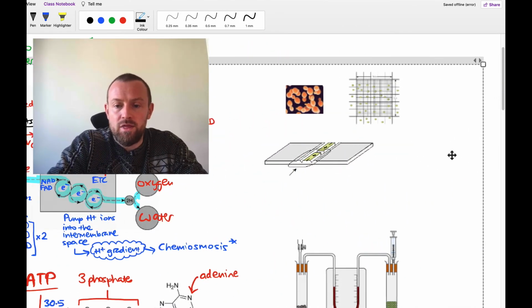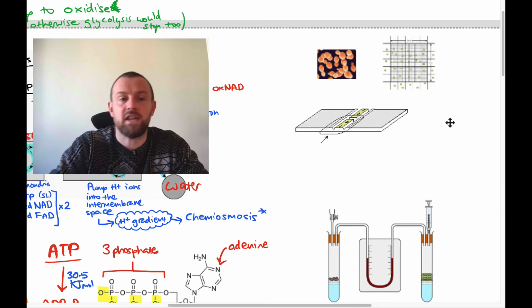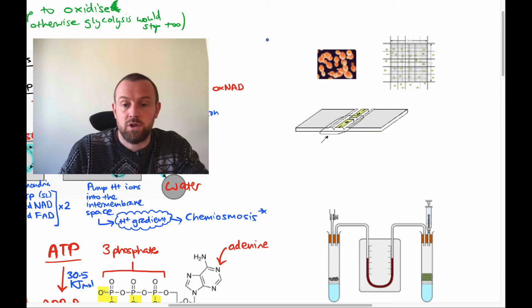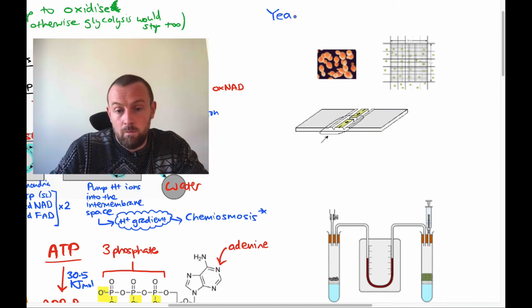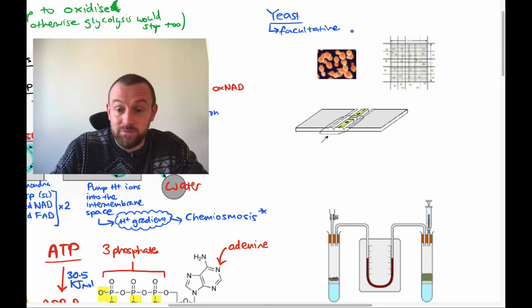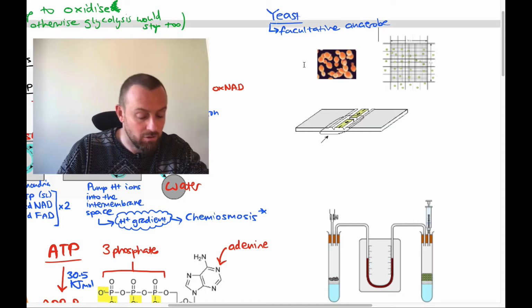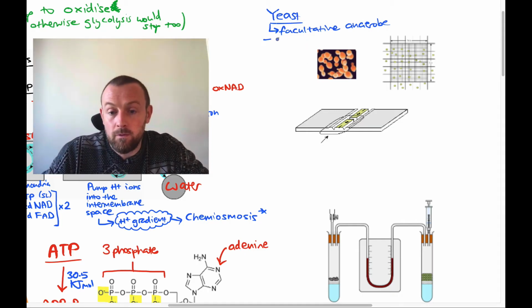Right, so one thing that can do both is yeast. So yeast can actually decide which one to do. Yeast is what's called a facultative anaerobe, which means it can respire aerobically or anaerobically depending on basically what's about.